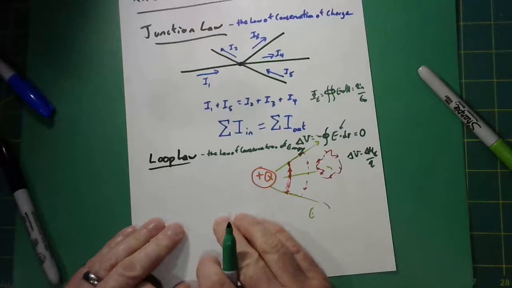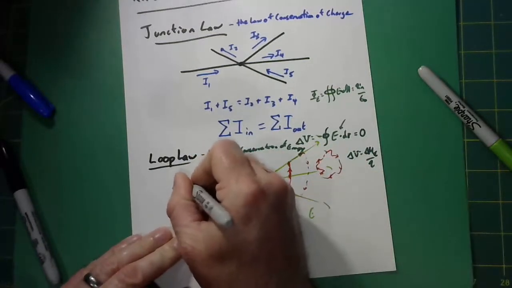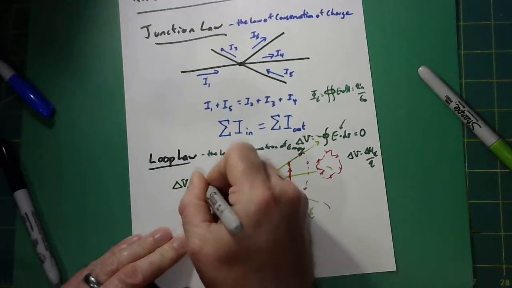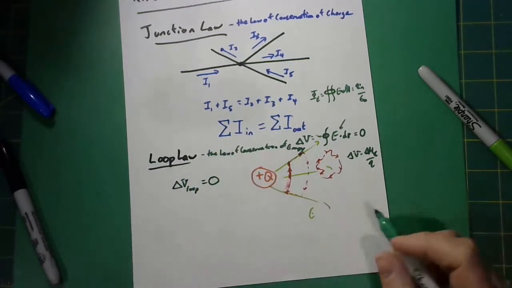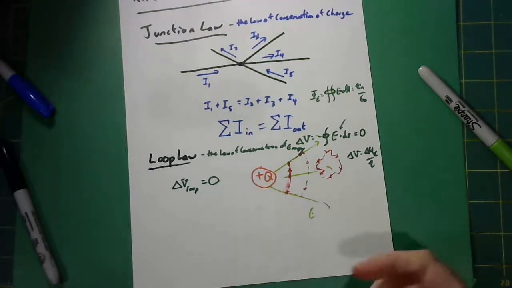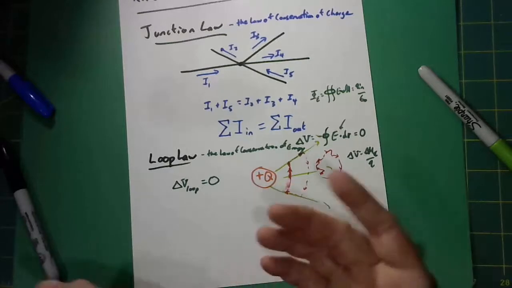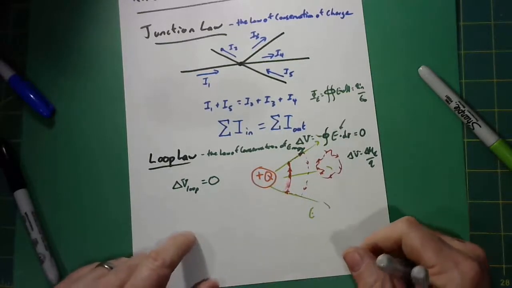So that's the idea of the loop law. Usually instead of writing it out in the integral form, we just write: delta V for a loop is 0. Just saying if I go around a complete loop and end up where I started, the change in V is 0. And you say, well, of course, V is a property of location. If I start at this location, it's got a V value. I end up back where I started, I'm at the same V value again. The change has got to be 0.